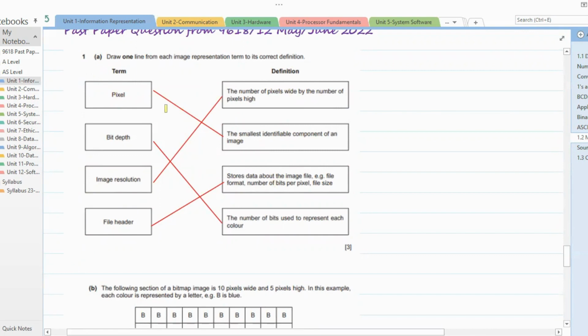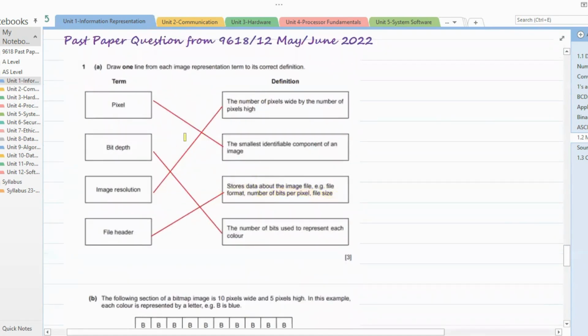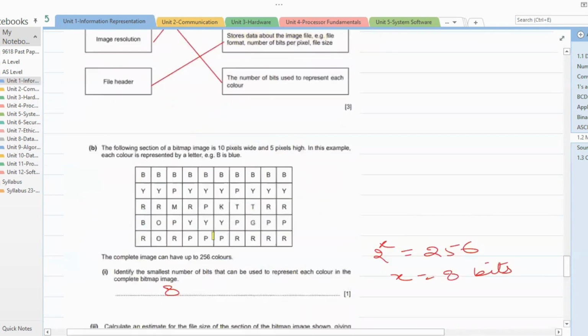So pixel is the smallest identifiable component of an image. Bit depth, the number of bits used to represent each color. Image resolution, the number of pixels wide by the number of pixels high, height into width. File header stores data about the image file, that is file format, number of bits per pixel, file size. So we have just learned about all this. So you get 3 marks if you match all 4 correctly. Otherwise you'll lose your marks.